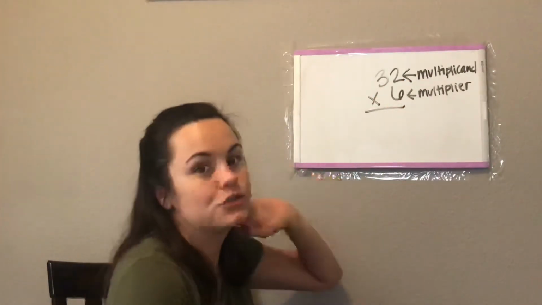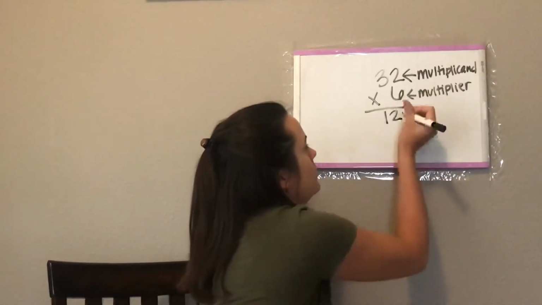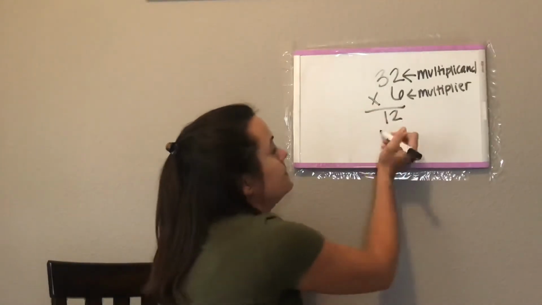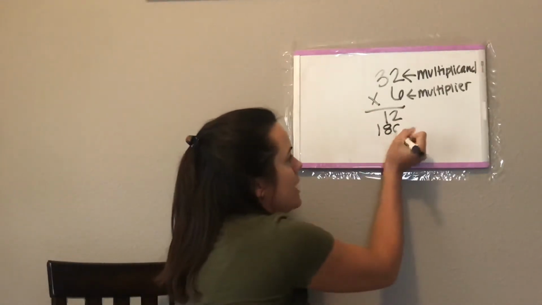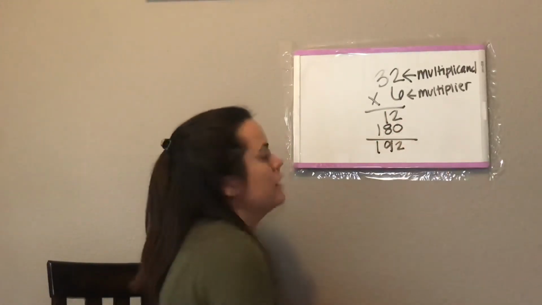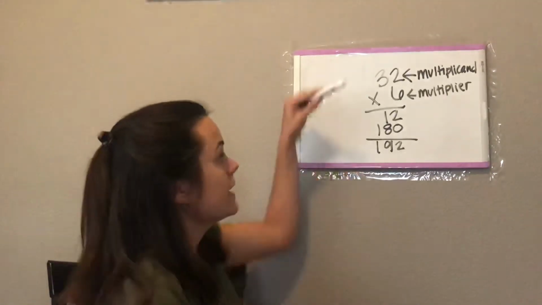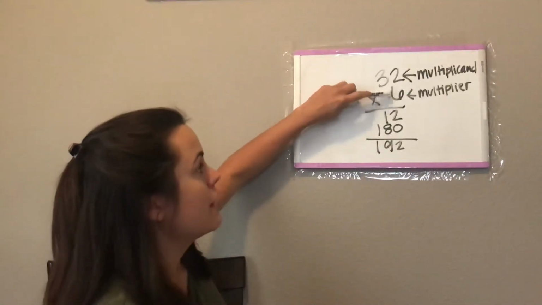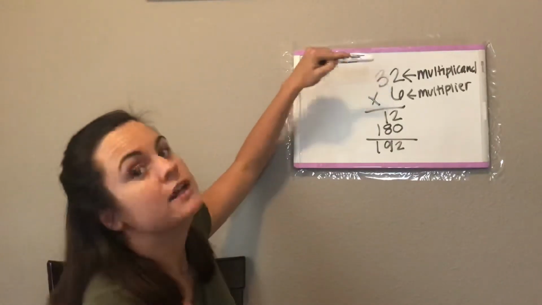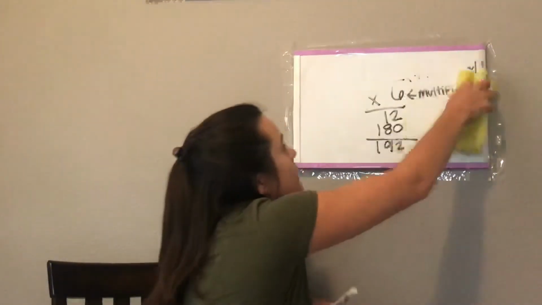So to begin, we'll do 6 times 2, which is 12. And we'll go down, and we're going to go to 6 times 30, which is 180. And we'll add them together, and you get 192. And that's how we do partial products. We take the multiplier and multiply it by each of the multiplicands. So 6 times 2, then 6 times 30. Alright.